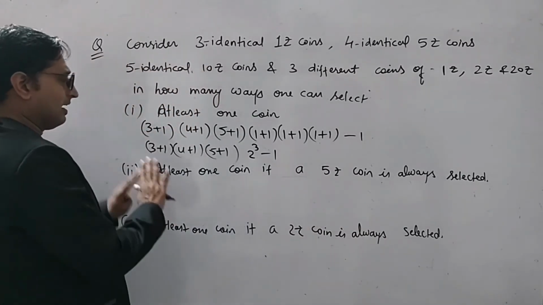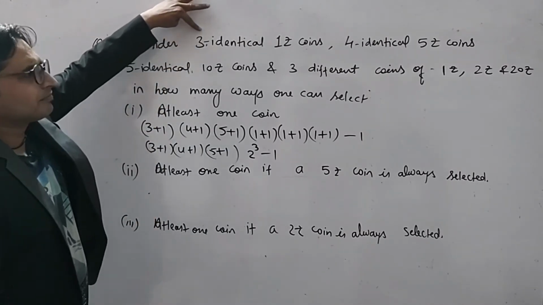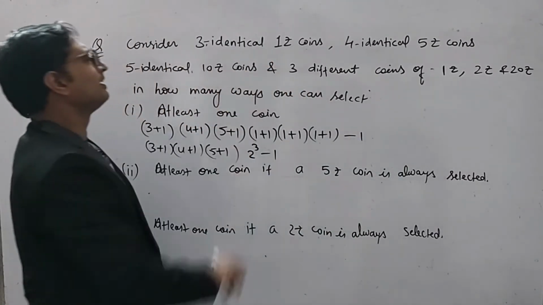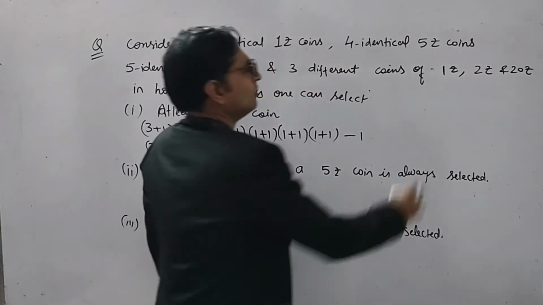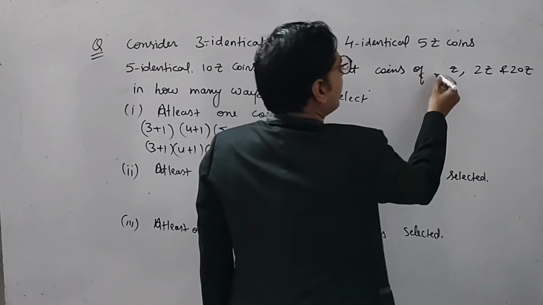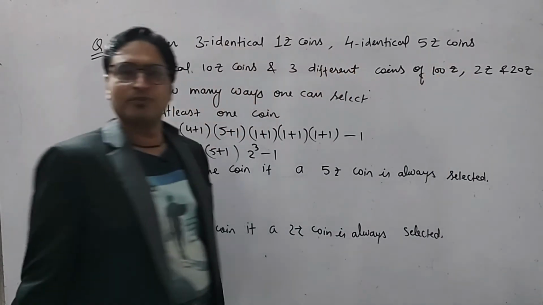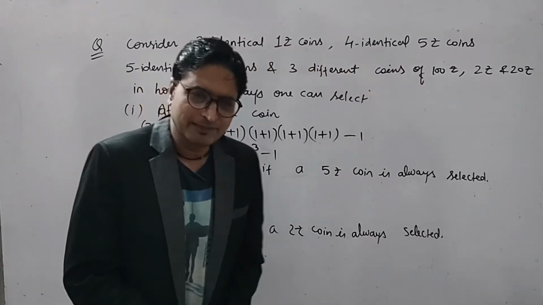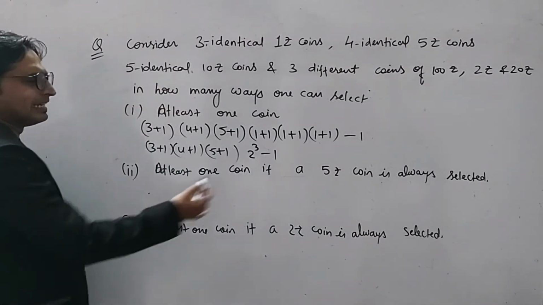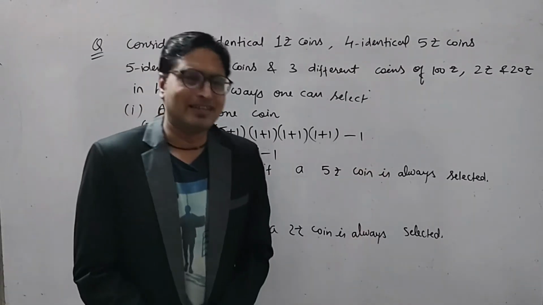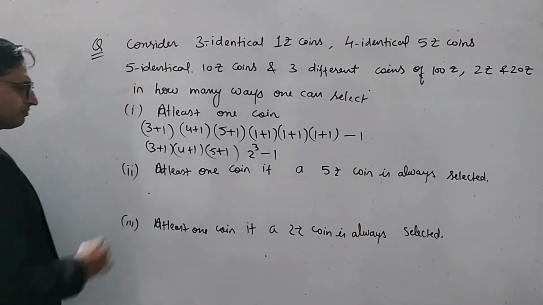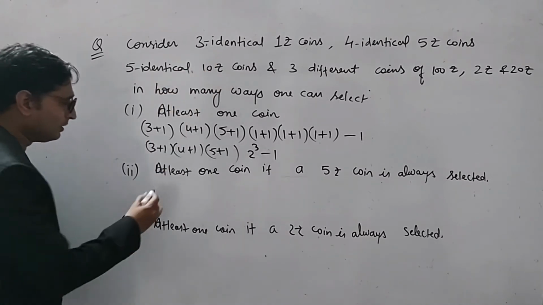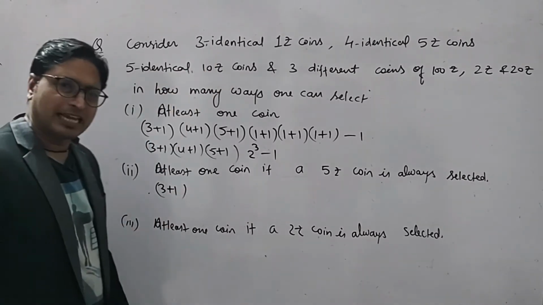So what will be the condition with 1 rupee coin? 1 rupee coin I already have taken here. So here you can write 100 rupee coin. Okay, 1 rupee coin is already here, so you can write 100 rupee coin. So at least 1 coin, if a 5 rupee coin is always selected. So with 3 identical 1 rupee coin, total ways will be 3 plus 1, same.